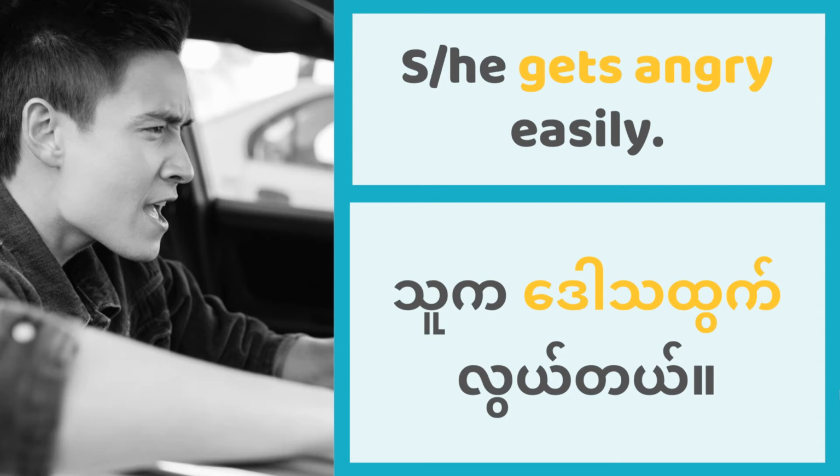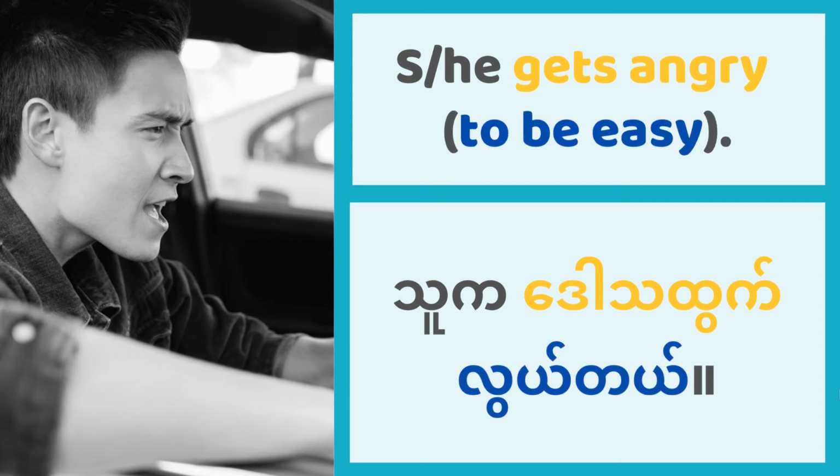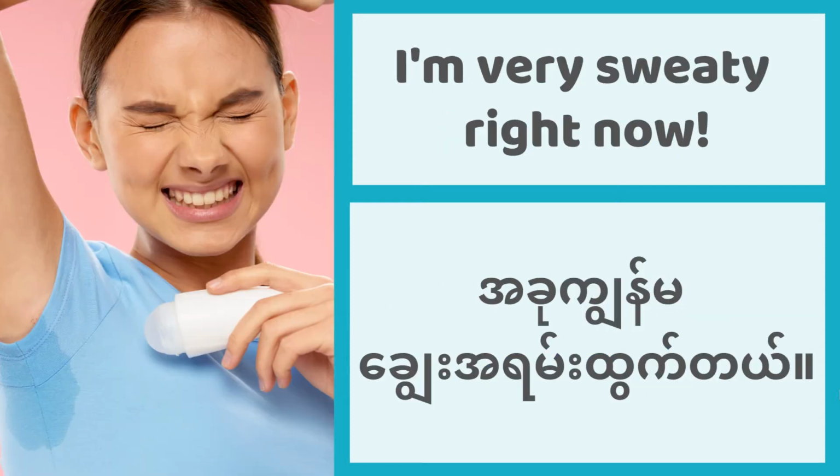And you may remember from the vocabulary set 1 video that luere is the verb to be easy. So ဒေါသထွက်လွယ်တယ် means someone gets angry easily. Can you say the phrase? သူကဒေါသထွက်လွယ်တယ်. Well done.